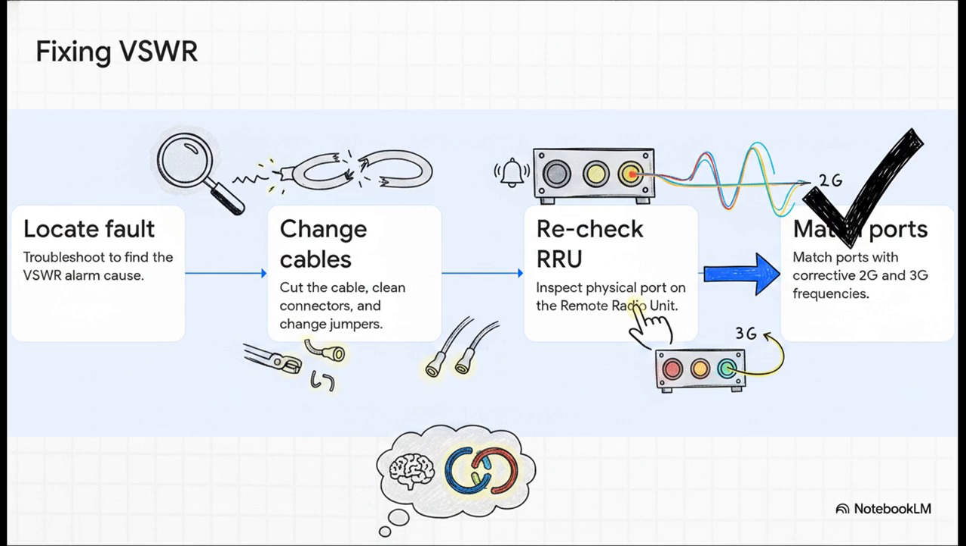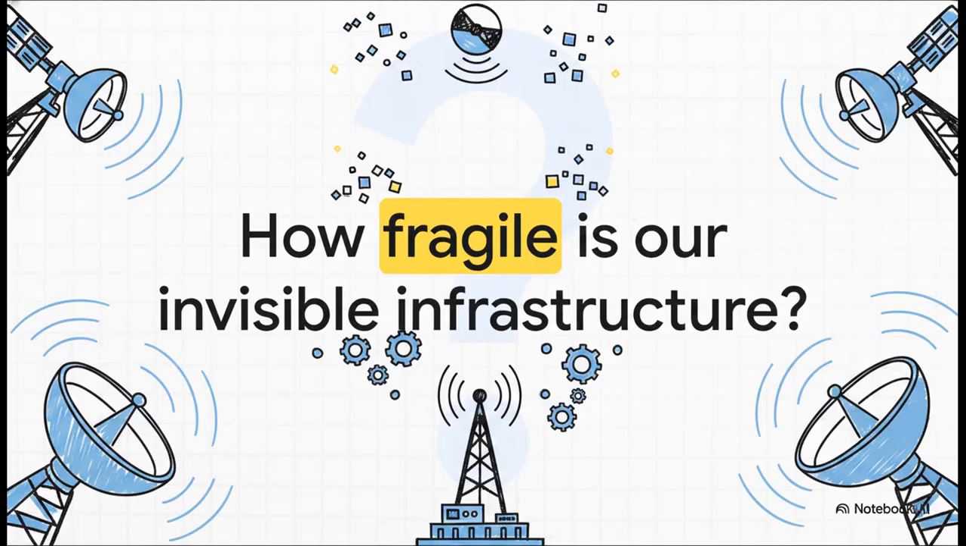That prompted them to dig a little deeper and recheck the physical port on the remote radio unit, or RRU. Ultimately, they realized they had to perfectly match the specific ports with their corrective 2G and 3G frequencies. So the big takeaway for the team? That persistent alarm wasn't just a bad cable, it was a strict requirement to verify port and RRU frequency matching during fault resolution.